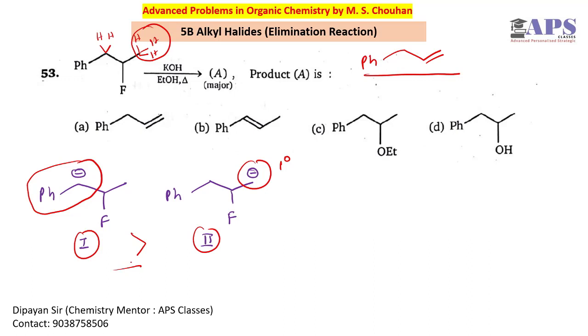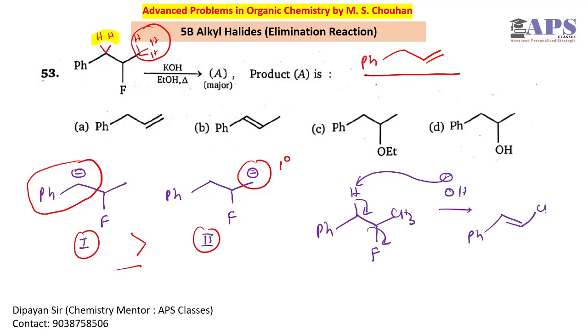So the hydrogens that are going to be abstracted in this case will be these hydrogens. So the final product will look like this. We have hydrogen here, fluorine leaving group, CH3, KOH. So the final product will be this. Option B will be the final product.